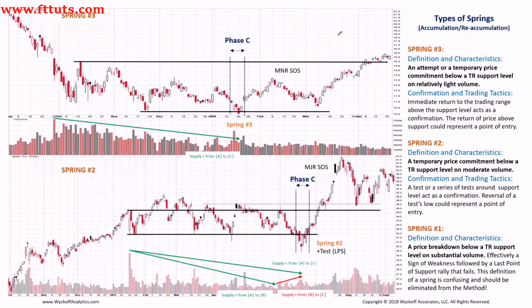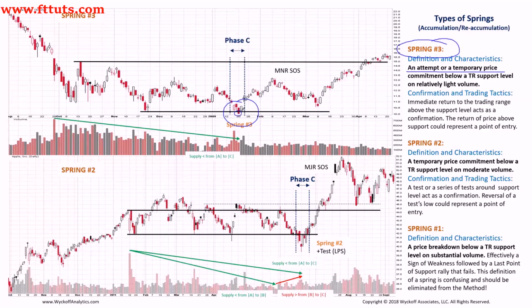Usually Wyckoff would refer to the sprint action as a shakeout or a terminal shakeout. Bob Evans added the definition of the sprint, but he went even further than this. He defined different types of sprints. So let's look at those definitions. The first type of a sprint is sprint number 3. This is probably the most favorable sprint, where there is just an attempt or a temporary price commitment below a trading range support level.